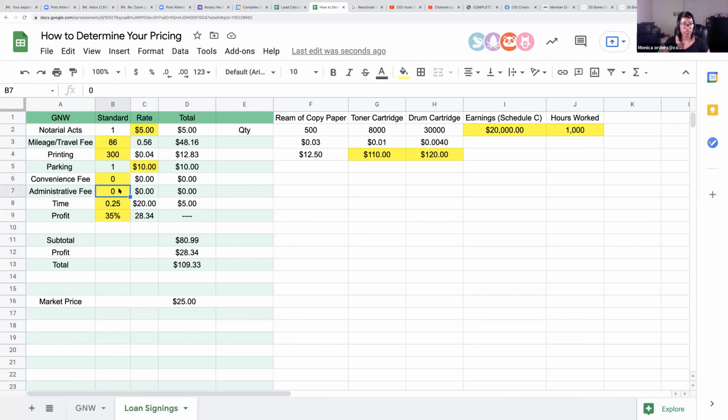So for the administrative fee, we're going to give it a figure based on the time it takes us to prepare the packet. And we just called it half an hour to give us something to work with. We're going to change that formula so that the half an hour is multiplied by our rate, which is our hourly rate.